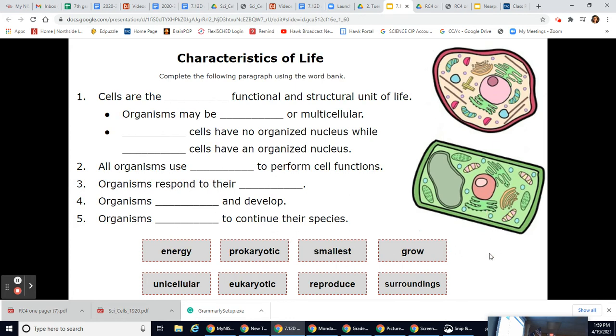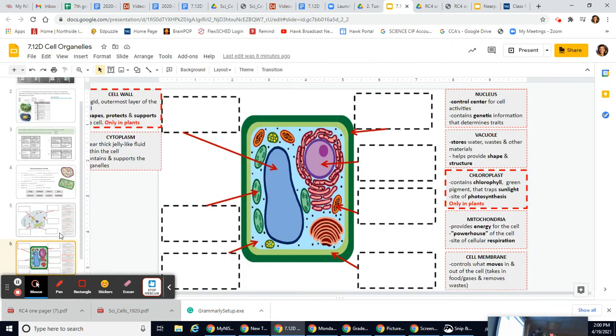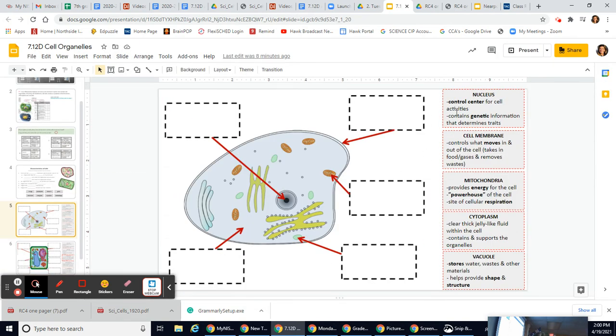So go ahead and drag and drop on your copy. Okay, so here what we'd like to do is label the parts of an animal cell and then a plant cell. So I'm just going to minimize my slides. And let's just start with the first drag and drop.